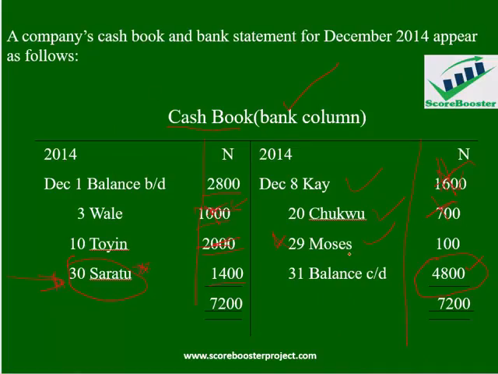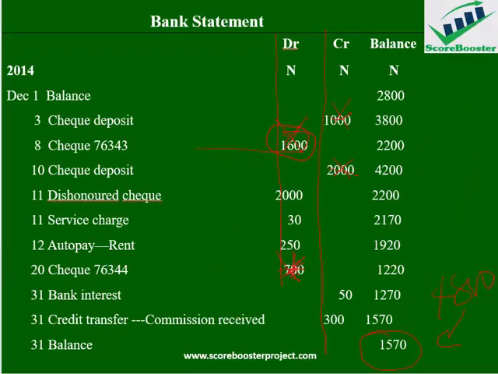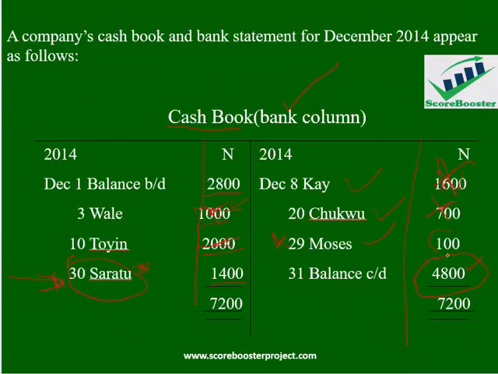Now I gave Moses 100 naira worth of check on 29. I also expect to come here and see 100, nothing like 100. Therefore, Moses is also one of the major discrepancies. So from the cash book perspective, two items are there. This one, Sarah 2, is an uncredited check. This one is unpresented, because I've given him a check and he has not taken it to the bank. So this is an uncredited check, this is an unpresented check. Let's take note of this.